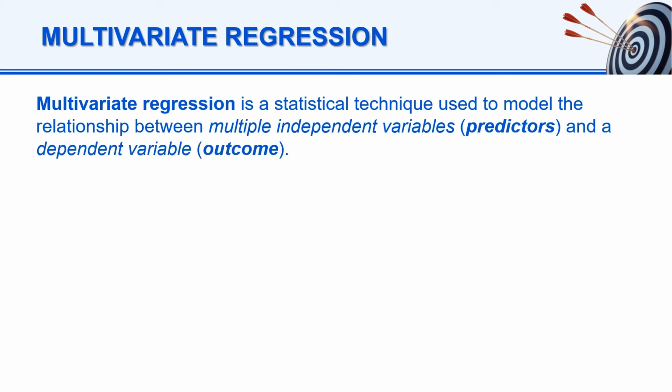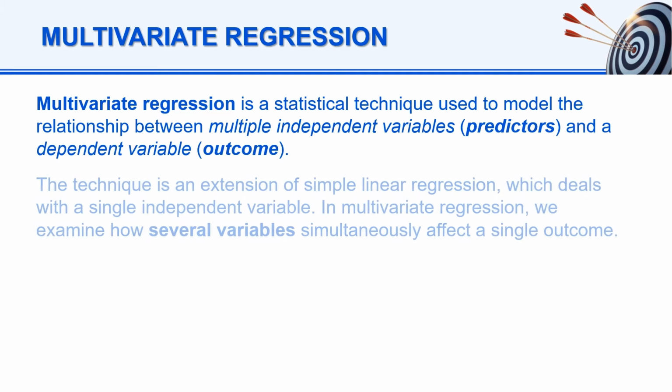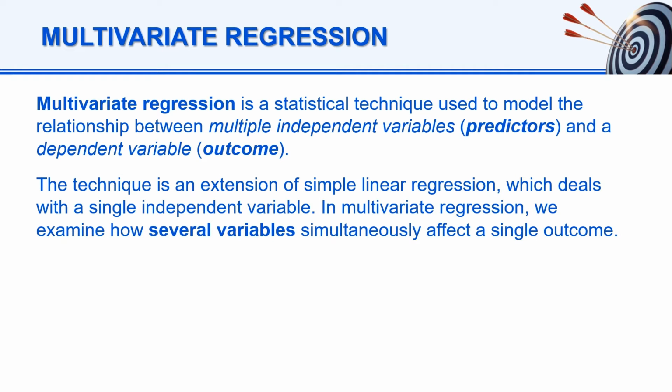Multivariate regression is a statistical technique used to model the relationship between multiple independent variables, predictors, and a dependent variable, outcome. The technique is an extension of simple linear regression, which deals with a single independent variable. In multivariate regression, we examine how several variables simultaneously affect a single outcome.